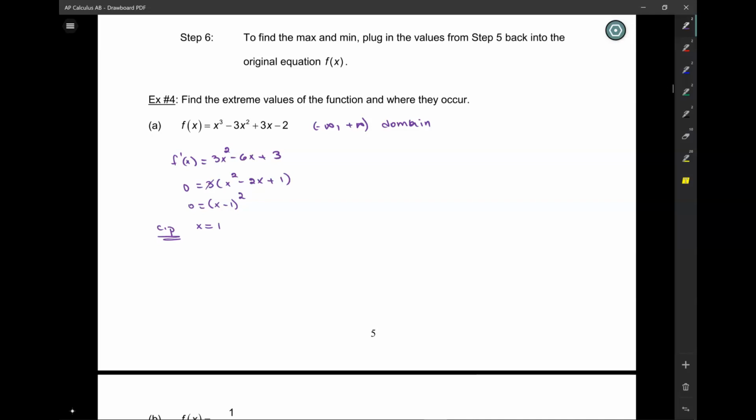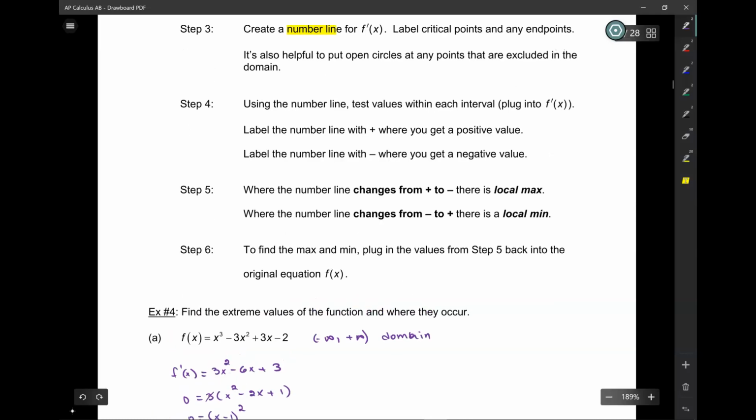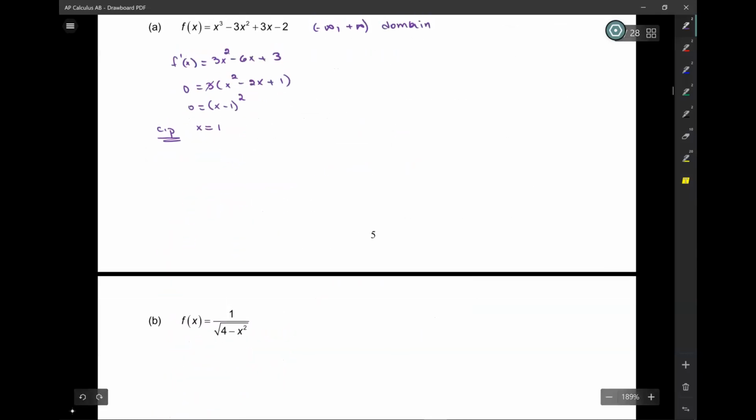Now, step 3: create a number line and label the critical points and any endpoints. I only have one critical point, that's 1. And I like to put in my domain here: it goes all the way from negative infinity to positive infinity.